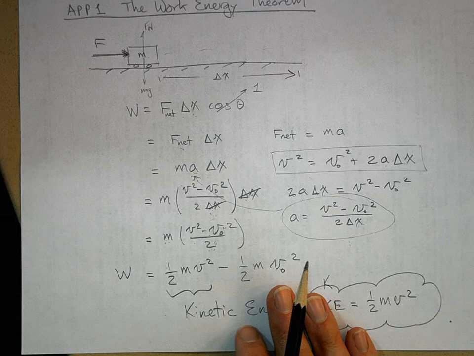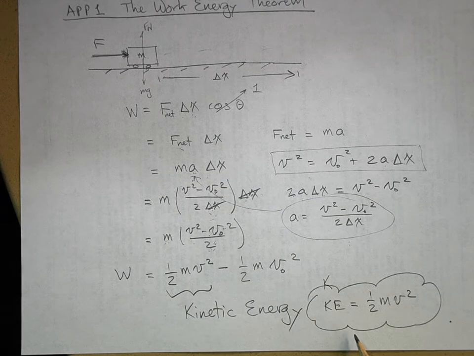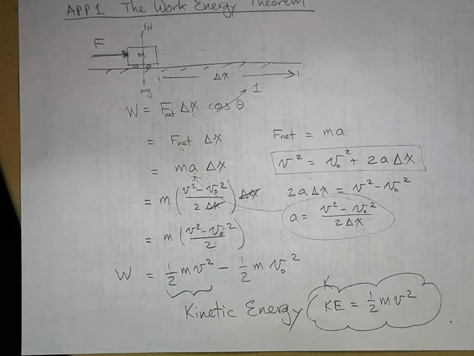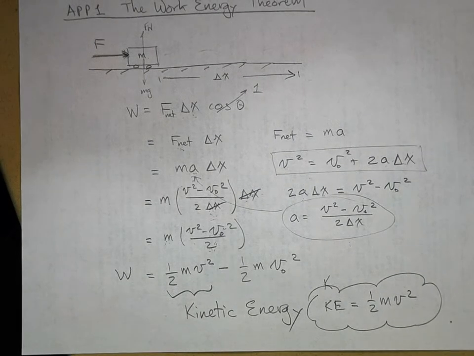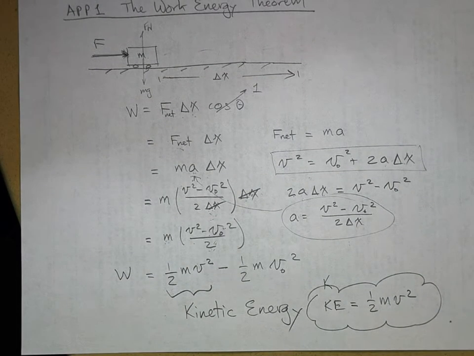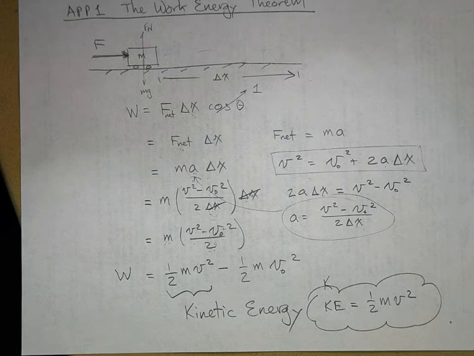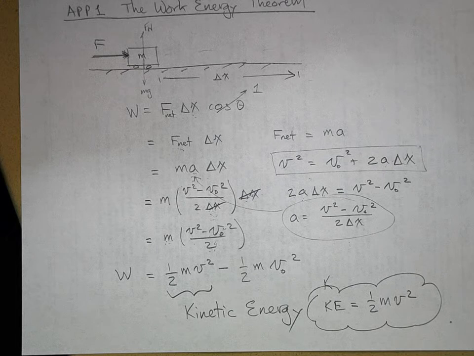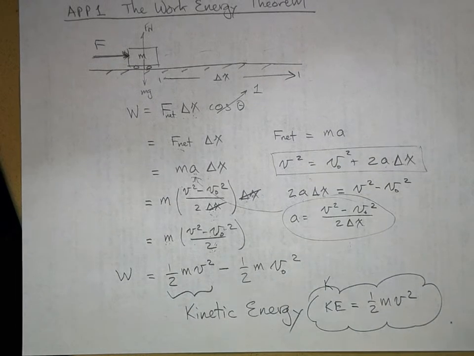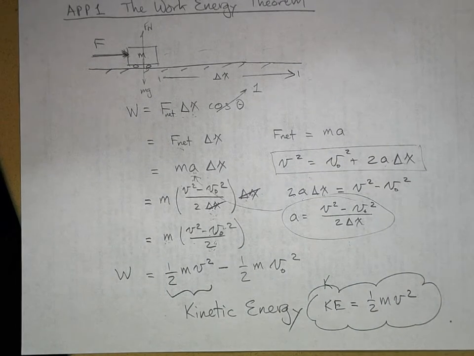Okay, now this is a big deal. This is the kinetic energy equation. If an object has mass and is moving, this tells us how much work it can do. Like if a baseball is moving at your face, and let's say the baseball is about 0.16 kilograms, and it's moving at, let's say, 40 meters per second, it's got energy, and it can do work on things.